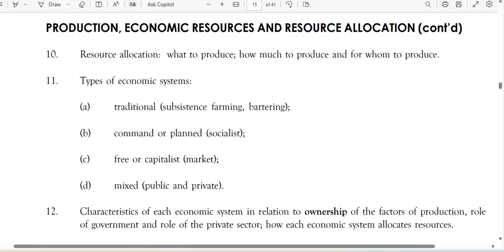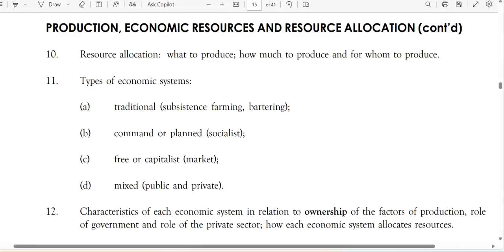A command economic system, or a planned, another name, socialist economic system, is one in which the government or central authority makes all economic decisions. This includes what to produce, how to produce, and for whom to produce. In this system, most resources are owned and controlled by the state, not by individuals or private businesses.